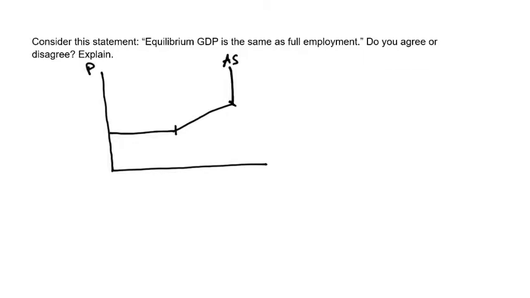On the vertical side, we have the price level. On the horizontal side, we have real GDP. And according to Keynes, an economy can be in equilibrium anywhere on the AS curve. The economy can be, for example, here, and produces this level of output. But this is not the full employment level of output. We know that the full employment level of output is right here. This is the full employment level of real GDP.